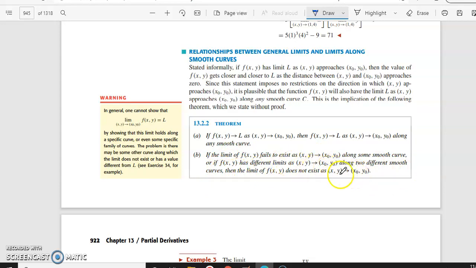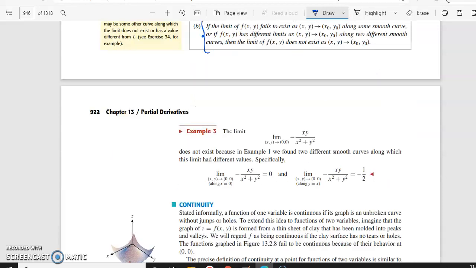If the limit of f of x, y fails to exist as x, y approaches x0, y0, if f of x, y has different limits along two different curves. So with two different paths, if the limit values are different, in that case the limit does not exist. Now if the limit exists, it must be the same along all the paths, and if the limit value exists, it must always be finite.